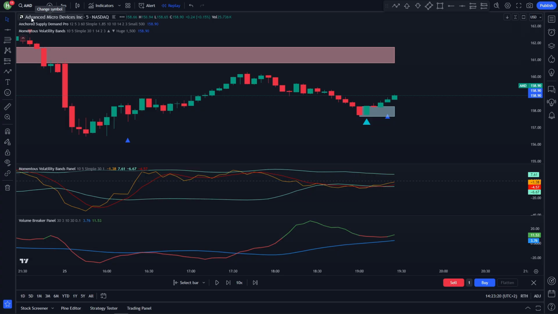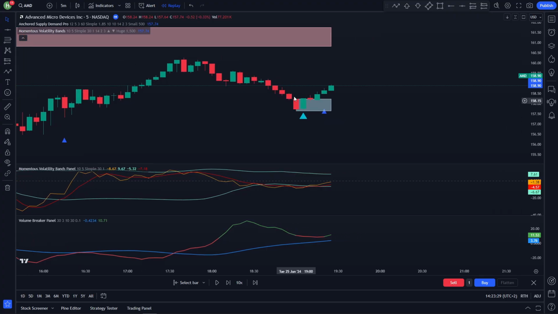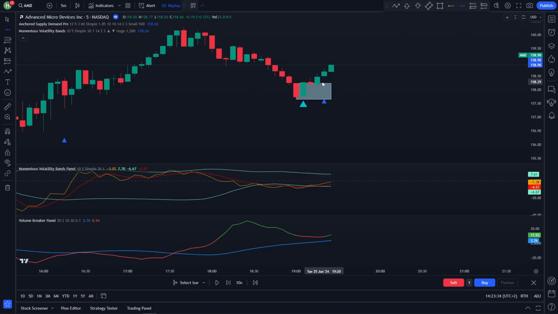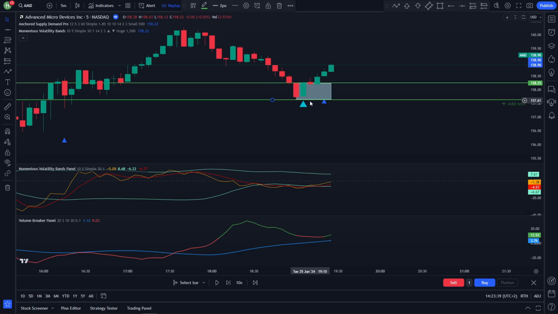For this example, I've selected Advanced Micro Devices Inc., ticker symbol AMD, in the 5-minute time frame. From the chart, we can see price action rejecting away from this demand zone, giving us a bullish alert. After receiving the buy alert of a potential change in market direction, we need to wait for another confirmation from the Momentous Volatility Bands. For this example, we had to wait a few candles before receiving this additional confirmation.